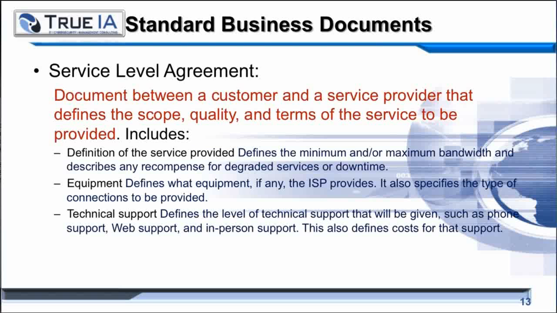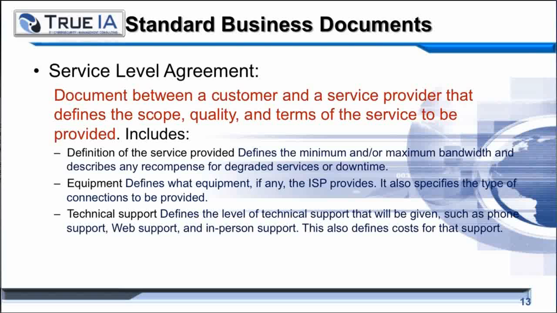Next, we'll talk about some of the standard business documents that every organization should have, such as a service level agreement. This is a document between a customer and a service provider that provides the scope, quality, and terms of service to be provided. You can think of the service level agreement as your bill from the electric company. You've entered into an agreement with the electric company that in return for a fee, that's your bill, they are going to provide power to your home.